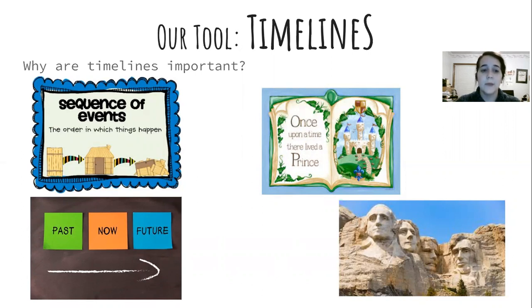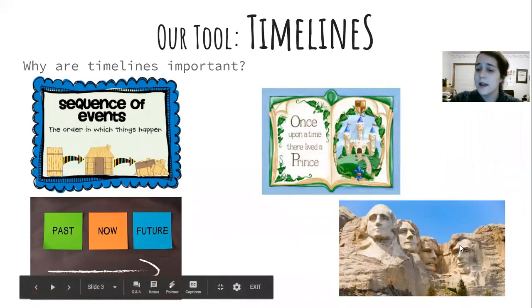So why are timelines important? Well, they teach us about a sequence of events. And remember, right here, this little picture, sequence of events, this is the order in which things happen, okay? And when we think about the sequence of events, this can refer to a storybook, a fictional story. Remember, fiction is not real. Or it can refer to an actual historical event, something that really happened. Maybe a sequence of events in history, right?